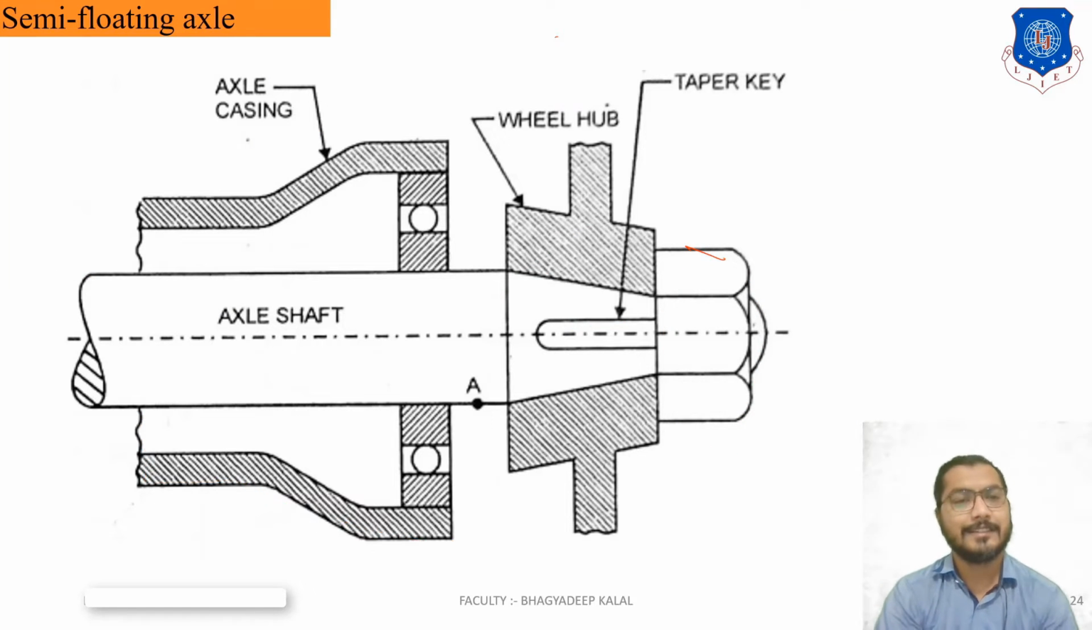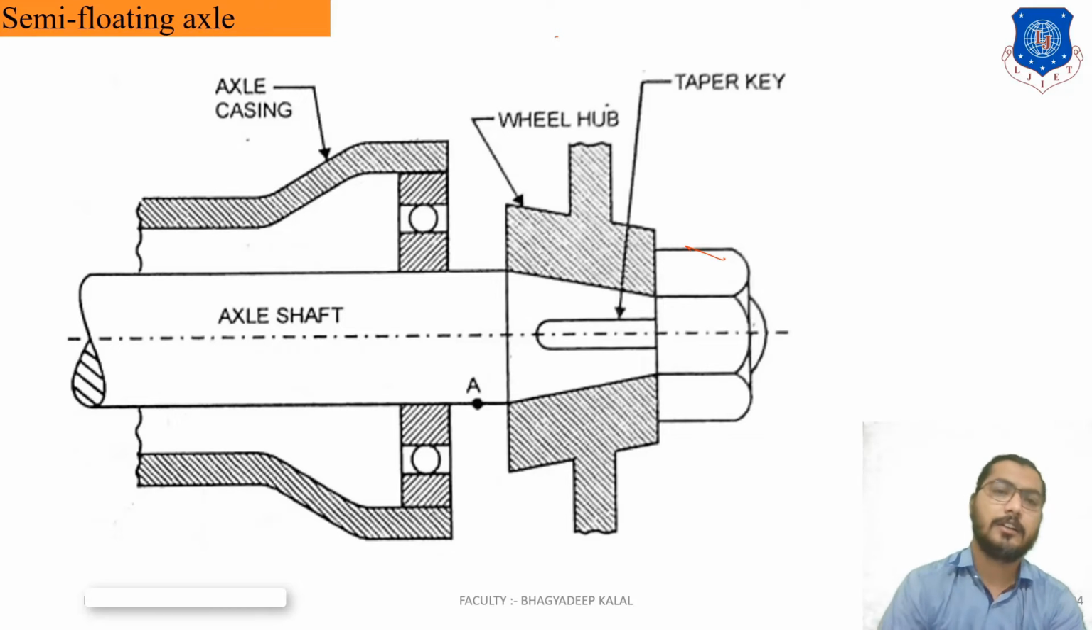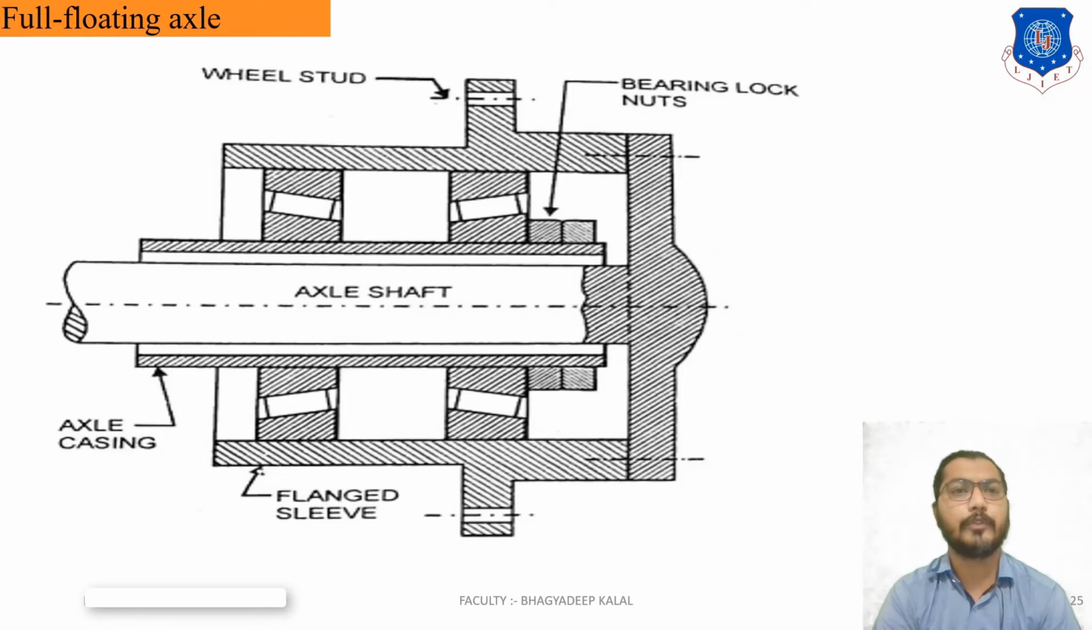This type of semi-floating axle takes all types of load which come directly on the axle, like torque reactions, side thrust, shearing force, and bending moment. Every type of load is taken directly on the axle shaft. This semi-floating axle is used in light duty vehicles, or we can say cars. Another is the full floating axle.